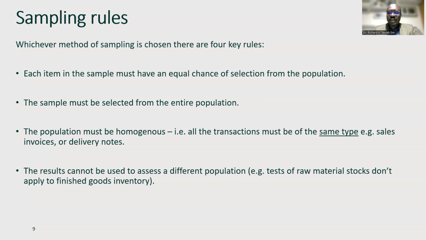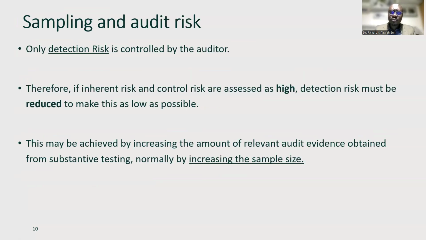So a test of raw material stocks, even though they are all inventories, cannot be applied to finished goods inventory. They are all stocks, they are all inventory, they are all assets. But whatever conclusions you draw from a sample you pick from raw materials, use it to draw conclusions on raw materials. Don't project that onto work in progress or onto finished goods. We don't allow that.